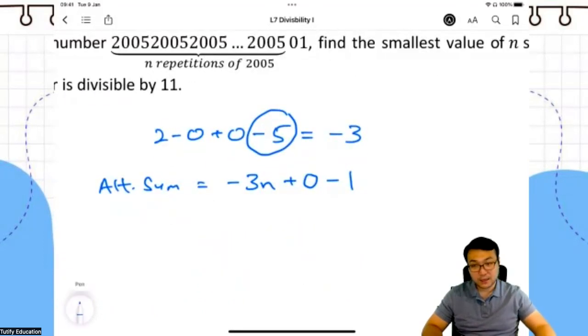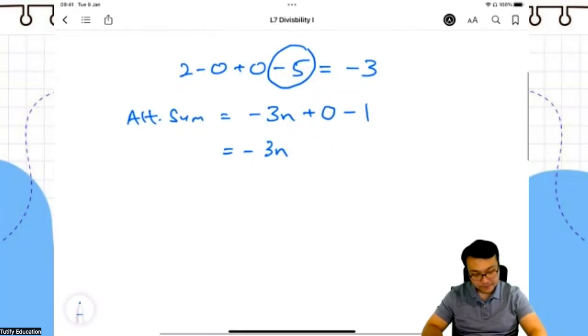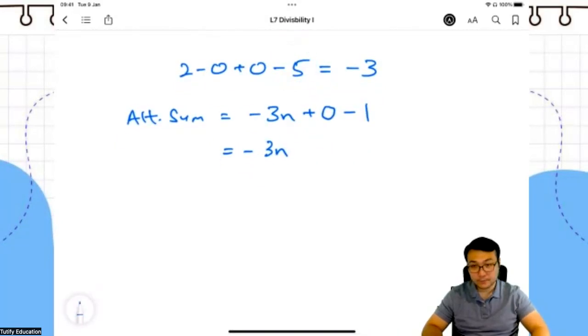We get that, and we simplify it. What do I get? -3n and what? Plus, wait, plus or minus? 0 minus 1. -1. That's what we get. Any questions so far?